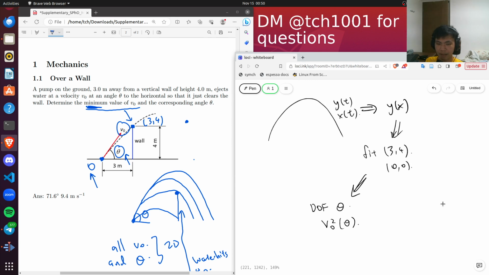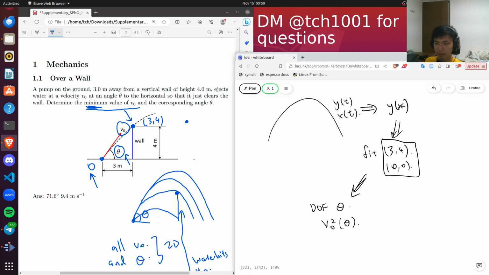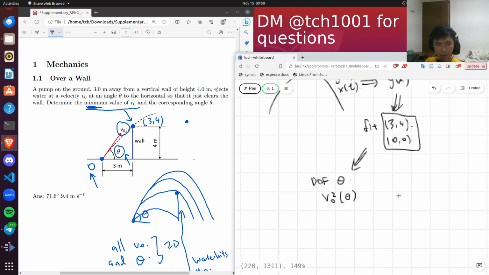Once again, I'll repeat that statement. The degree of freedom theta says that, sure, you can choose any angle you want. But for every angle you choose, the moment you choose the angle, the velocity must be fixed, because the velocity must be chosen such that the water jet passes through these 2 points. So that's what's going on in the math.